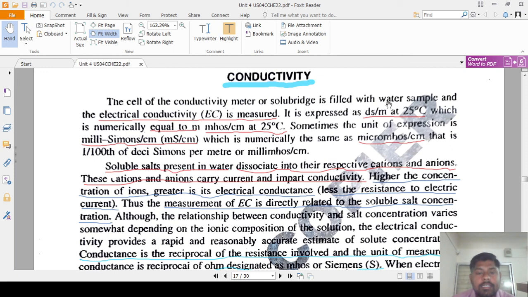Next one, that is called conductivity. Okay, I discussed this topic, conductivity, in part 2 of this video.